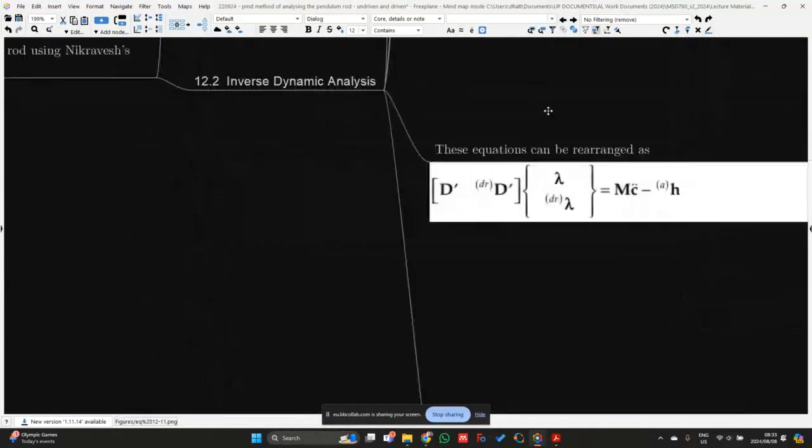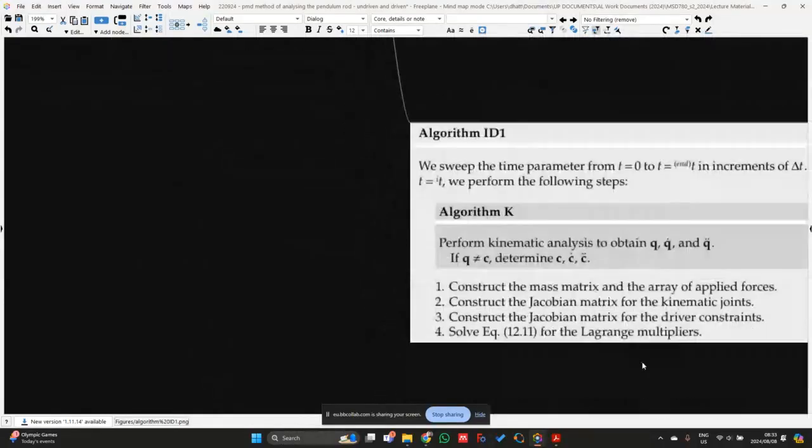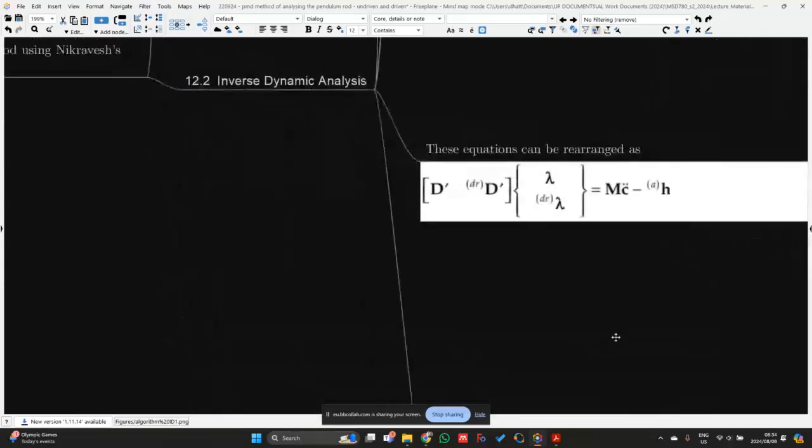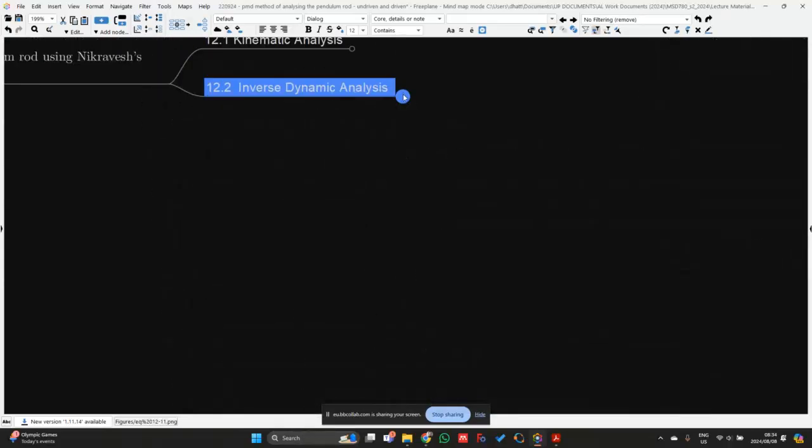Okay, so the last point they illustrate over here is the overall algorithm that we want to use, and this is also something that we apply in the body coordinate formulation, or the DAP-BC program. In this case, we first construct the mass matrix and the array of applied forces. We then construct the Jacobian matrix for the kinematic joints. We can also construct the Jacobian matrix for any driver constraints that we specify. And finally, we can solve equation 12.11 for the Lagrange multipliers, and those will then be our reaction and driver forces. Okay, so that wraps up the inverse dynamic analysis.